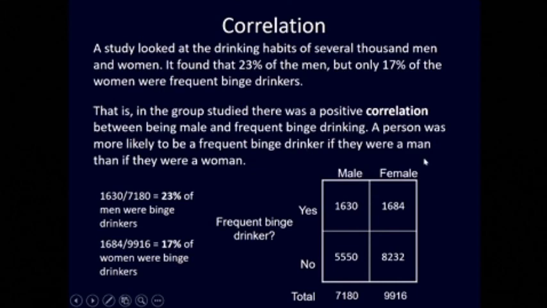Notice, though, if you only looked at the top row, these numbers are about the same, right? So if you only looked at those, you'd think there wasn't any difference between frequent binge drinking in men and women. Just as many men say they're frequent binge drinkers as women. But it's because there are many more women in this sample. So this number is much higher, so this proportion turns out to be much lower than this proportion.